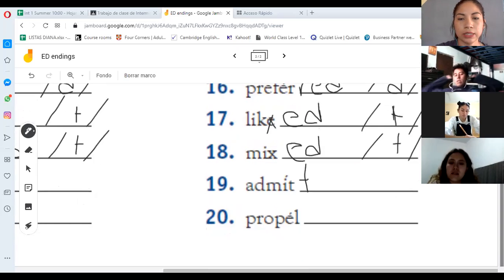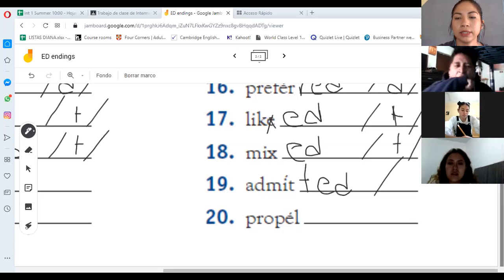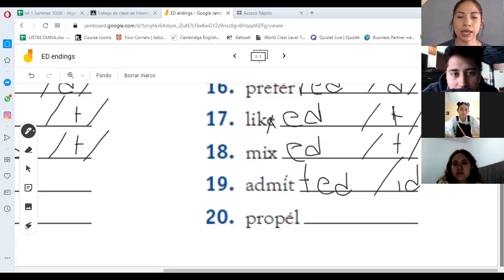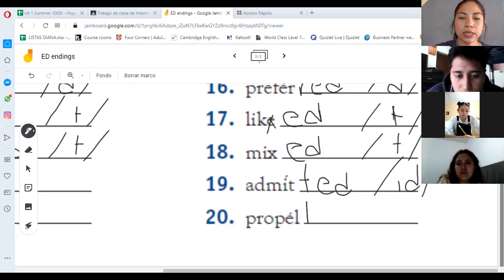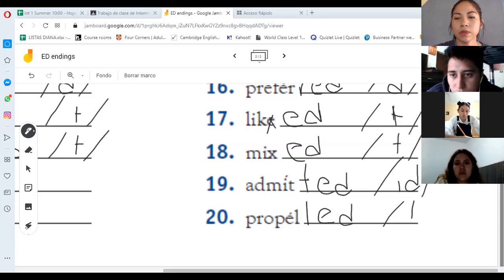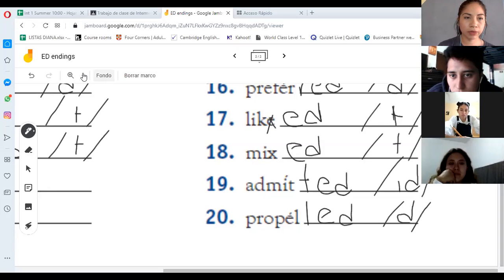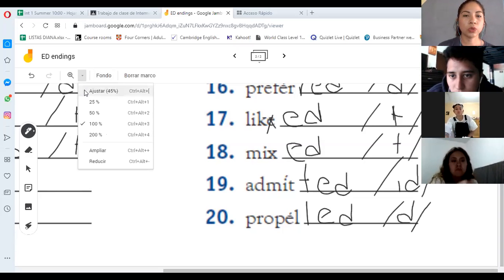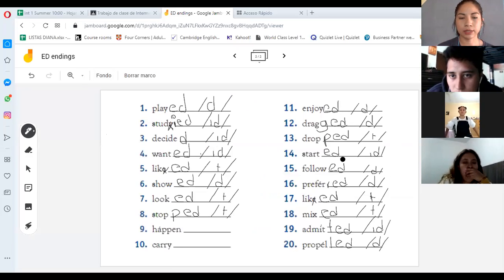We double the T and we say admitted, because there is T at the end, admitted. And propelled, with double L, and we say propelled with D. Okay, I really recommend you to practice, and practice.